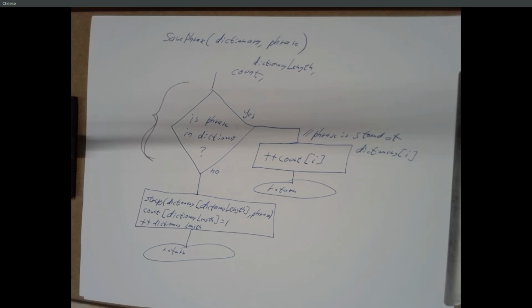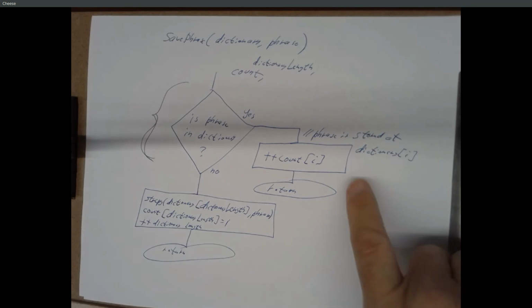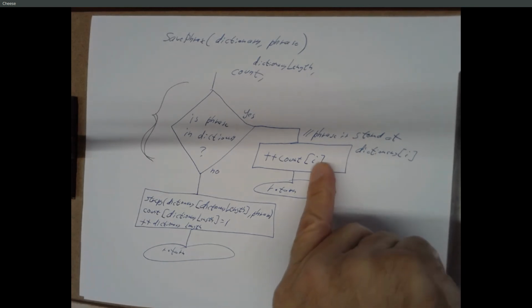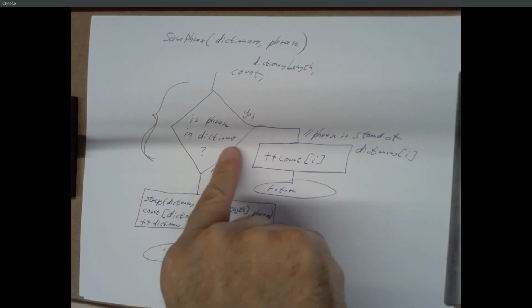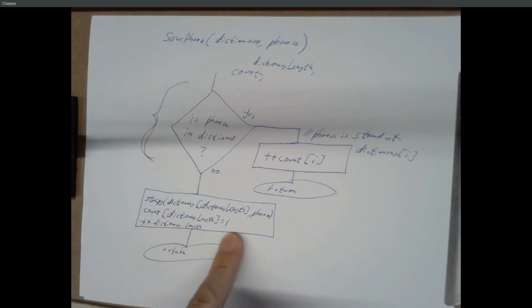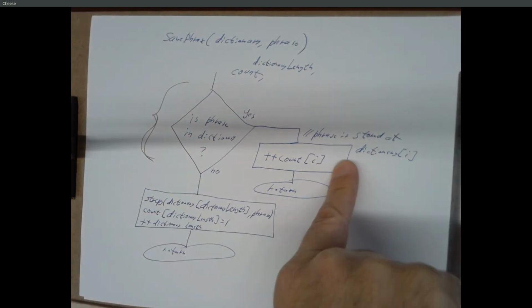And is phrase in dictionary, you could make that a function. You could call it is_phrase_in_dictionary. You pass it the dictionary, the dictionary length, and the phrase, and it gives you back a 1 or a 0. Or maybe you could give back a -1 if it's not found, and if it is found, pass back this value I where you found it. Right, so now this is: if is_phrase_in_dictionary equals -1, then do this. Otherwise, take the value returned, that's I, and bump up that count.